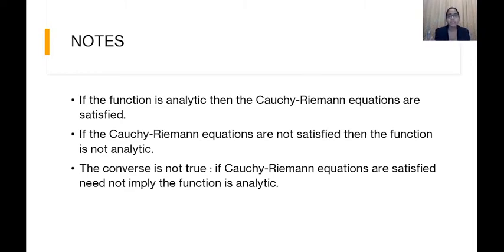But just keep in mind that suppose the Cauchy-Riemann equations are satisfied, it need not imply that the function should be analytic. Okay, so just keep that point in mind, don't forget it. We cannot check whether the function is analytic by only checking whether the Cauchy-Riemann equations are satisfied. We have to check extra conditions also.